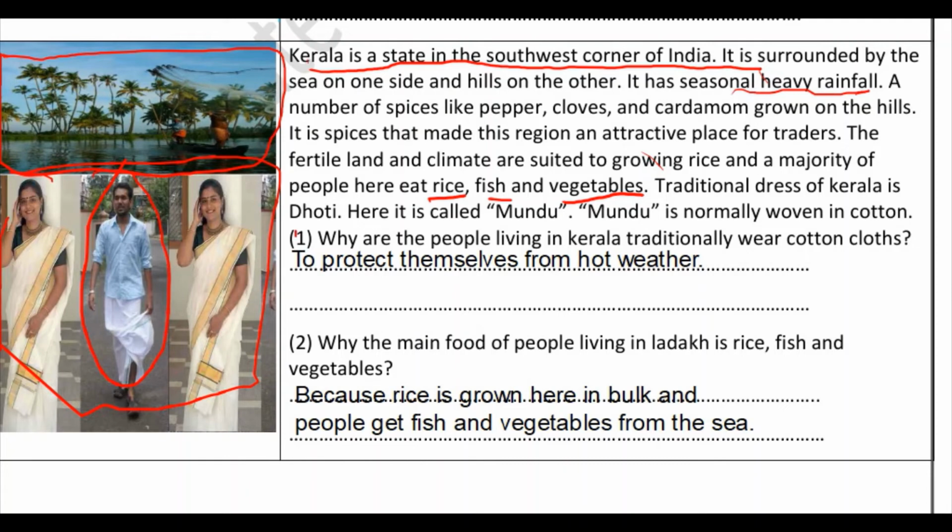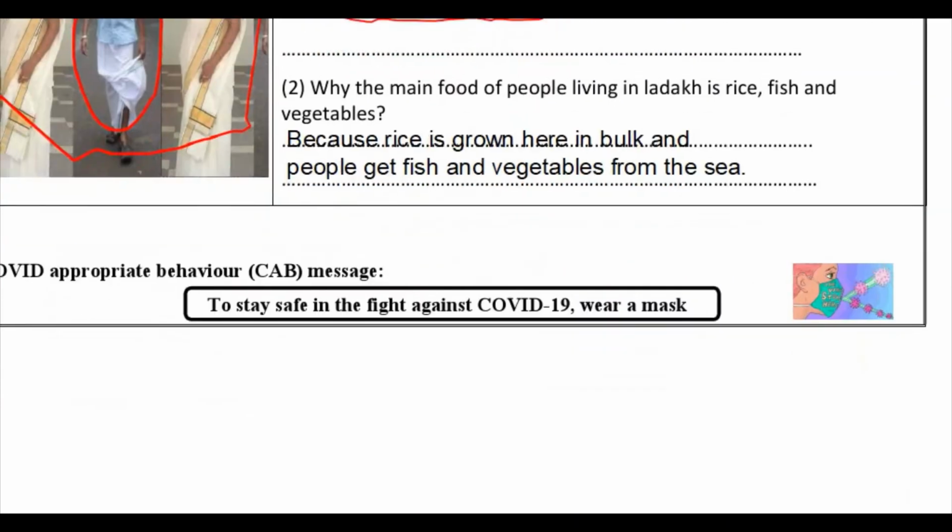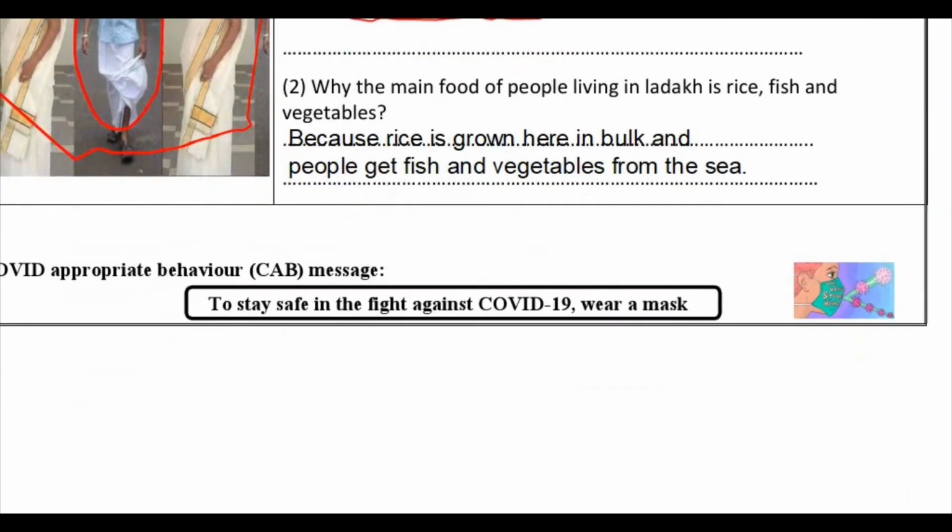So now some questions here. Question 1. Why do the people living in Kerala traditionally wear cotton clothes? Okay, so they wear cotton clothes to protect themselves from hot weather. Then we have question 2 here. Why the main food of people living in Ladakh is rice, fish and vegetables? So here there is a mistake. Instead of Ladakh we should write it as Kerala. So this question will be, why the main food of people living in Kerala is rice, fish and vegetables? So let's read the answer. Because rice is grown here in bulk and people get fish and vegetables from the sea. So rice is grown here in bulk due to fertility in the land, and people get fish and vegetables from the sea, as we all know.